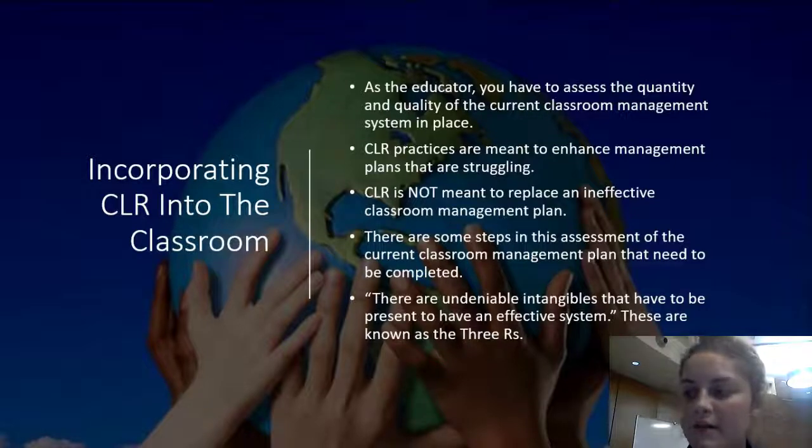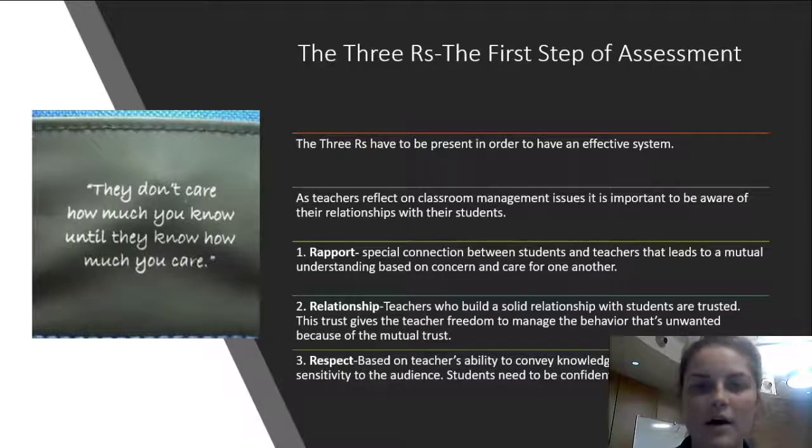And our author of the book, Holly, says that there are undeniable intangibles that have to be present to have an effective system. Now, these start our 3 R's. Now, the 3 R's are also the first step of assessment of your current classroom management plan prior to incorporating CLR. So, the 3 R's have to be present in order to have an effective system. As teachers reflect on classroom management issues, it is important to be aware of their relationships with their students.